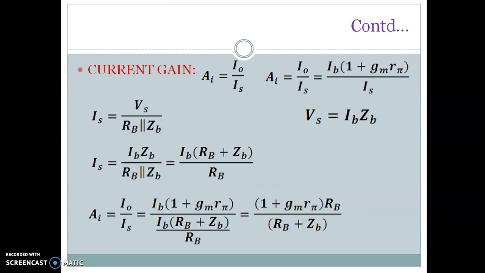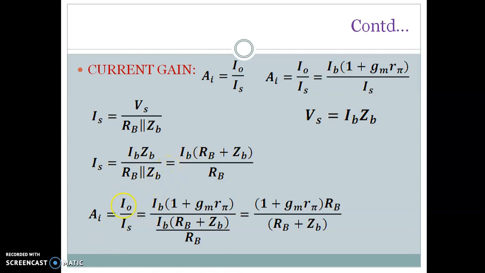Next, the current gain. Ai is nothing but I0 by Is. I0 is nothing but your emitter current, which is equal to Ib times 1 plus gm r pi, because it is Ib plus Ic, divided by your source current Is. But we know that Is is nothing but Vs by Ri, and Ri is nothing but Rb parallel Zb. So Is is equal to Vs by Rb parallel Zb. Or I can write Ib as Is times Rb divided by Rb plus Zb, or you can write it as Ib times Rb plus Zb divided by Rb.